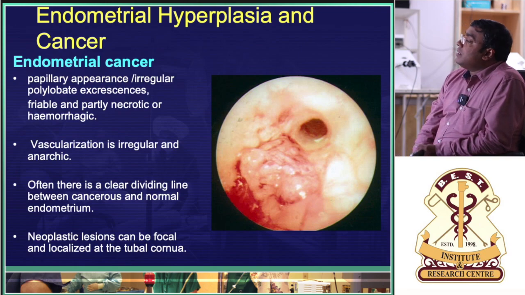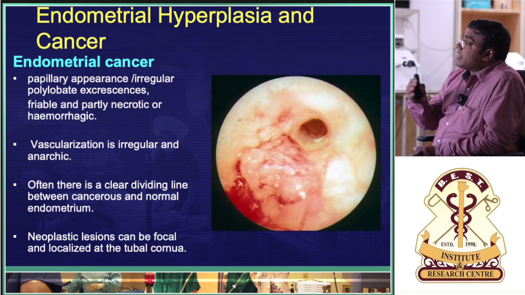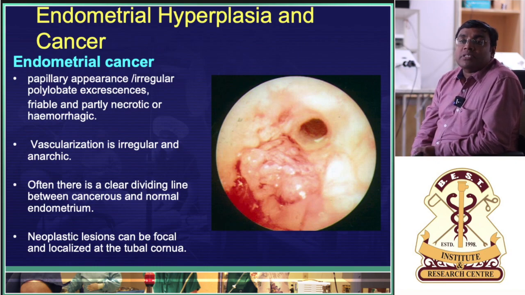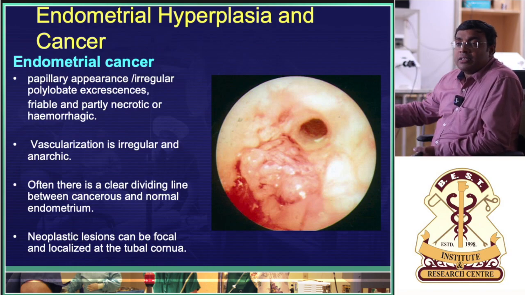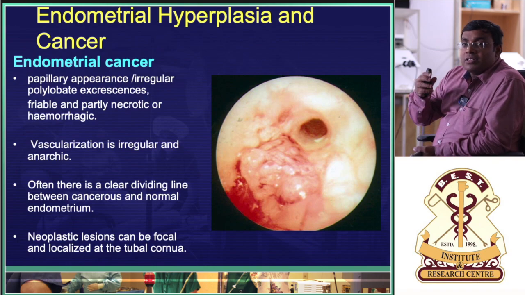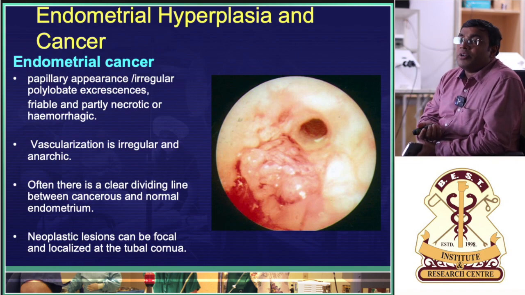Then how does a malignancy look like? You will have papillary lesions which are friable, which bleed on touch, vascularization is extremely irregular and anarchic. So papillary appearance, fragile necrotic tissues also can be seen. Because of the rapidity with which the cells are multiplying, the blood supply is not sufficient. The superficial layers are already undergoing necrosis.